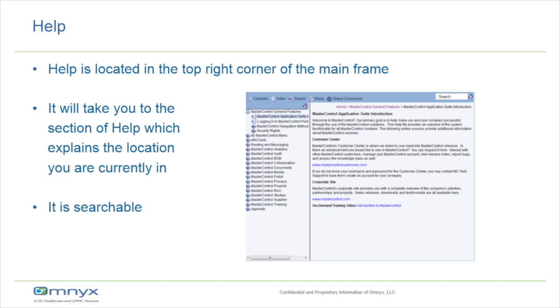Help is available in Master Control and is located in the upper right corner of the screen. The help in Master Control is searchable, but it is contextual as well. This means it will load information based on the displayed screen. One thing to note is that help does not know the role you are logged in as, so you may see information on functionality you do not have access to.